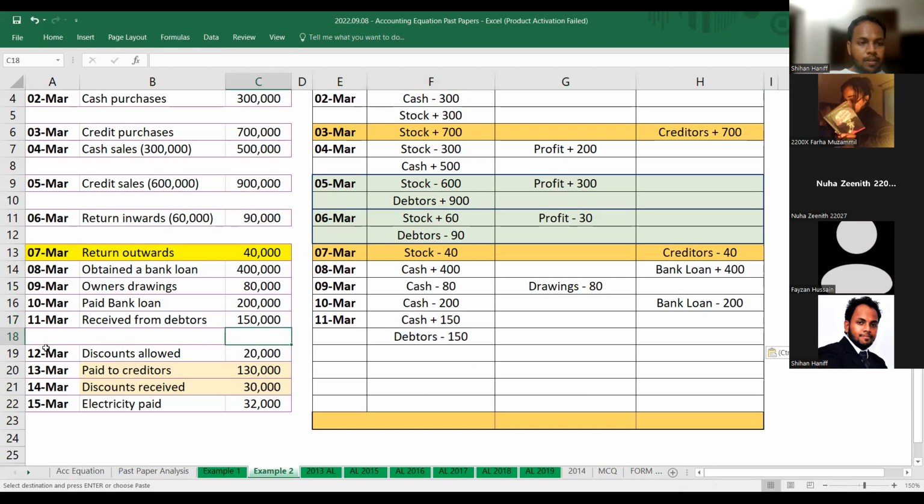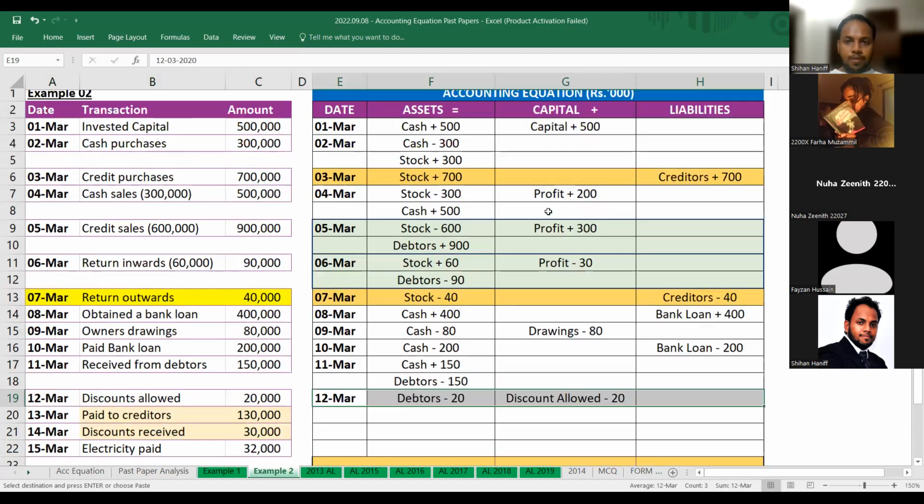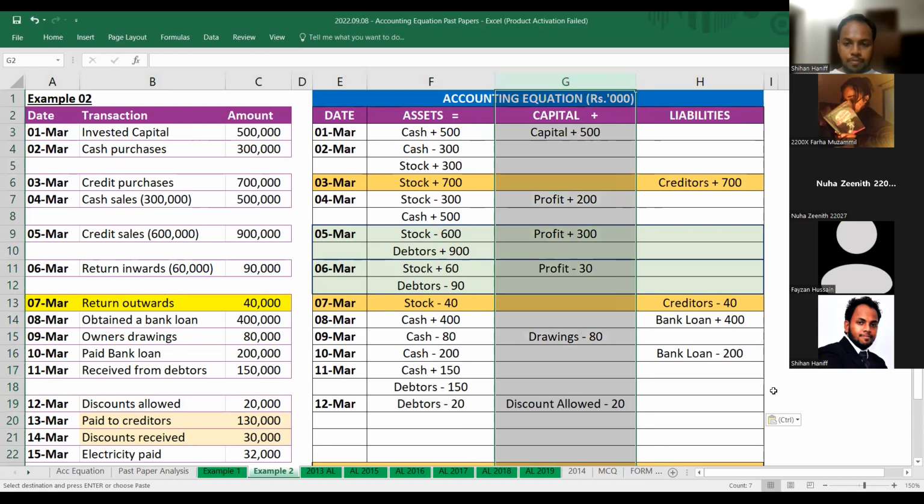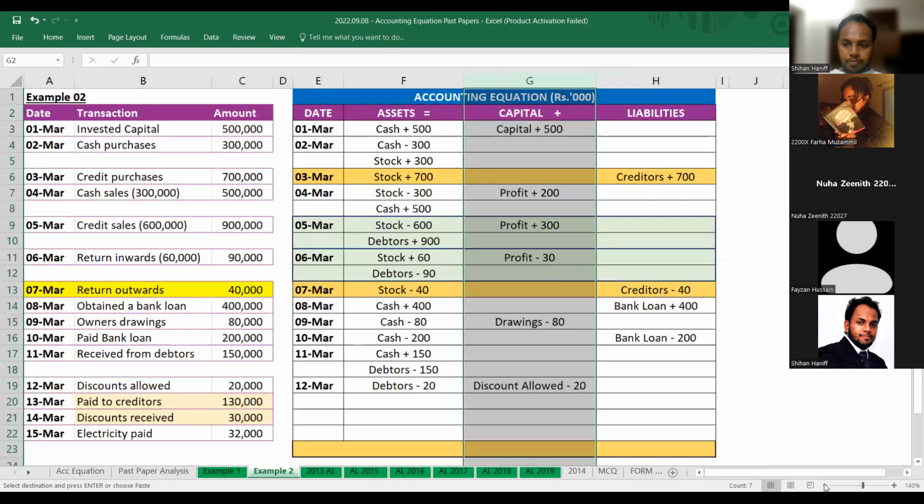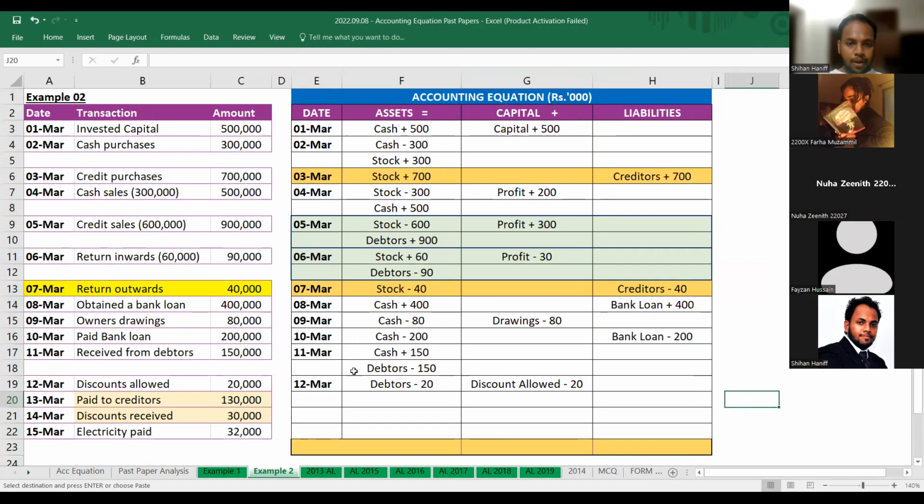Okay. Then discount allowed. We are giving a discount. Discount allowed is giving a discount for debtors. Then debtor will reduce. Discount allowed, it is an expense. Expense comes under capital. Okay. Debtor will reduce. Capital will reduce.